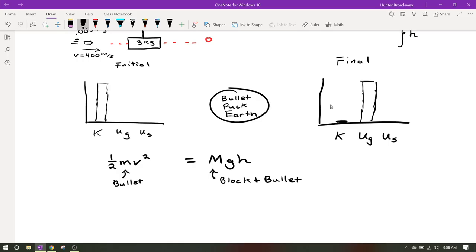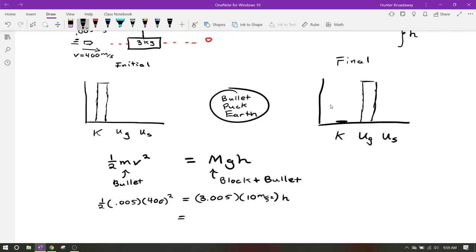Okay, so we got 1/2 mv squared equals mgh. Let's plug and chug and see what happens. So 1/2, little mass, 0.005, times the velocity, 400 squared. That's going to be a big number. Equals the mass, 3.005, times acceleration due to gravity, 10 meters per second squared, and h. That's what we're looking for. We're looking for the height.